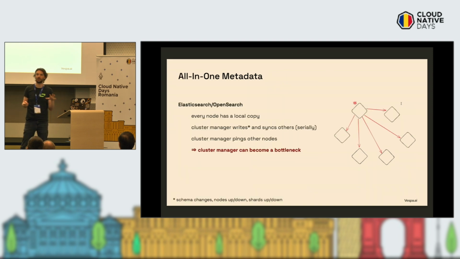And Elasticsearch treats this as a whole. This whole metadata in Elasticsearch is called cluster state, and every node in the cluster has a copy of the cluster state. But only one node is allowed to write to this cluster state, and that is the active master or cluster manager. And as you may imagine, this can become a bottleneck, if you have a very dynamic cluster with lots of cluster state changes.